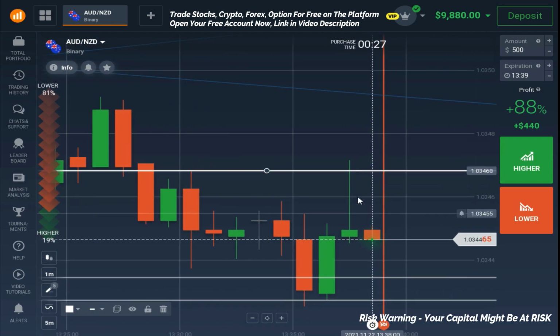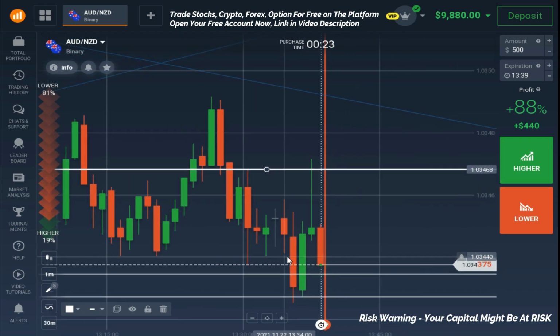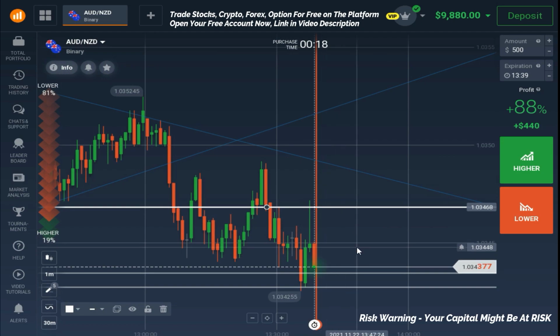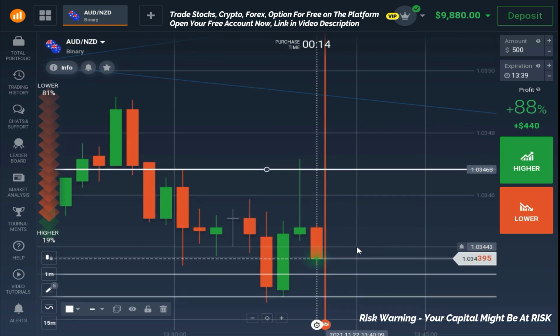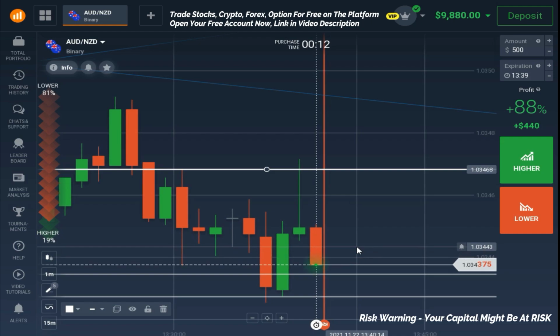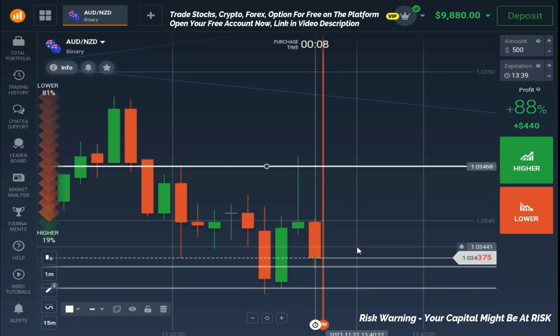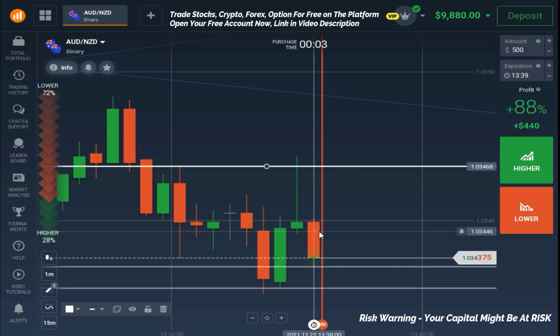Okay, so you can see the market rejected by the sellers here, and there is a constant fight going on between the buyers and the sellers. We don't want to get involved in the fight, so let's wait for the trading opportunity. But for me, sellers are dominating here.